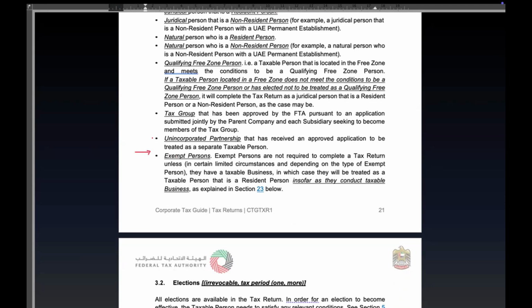Unincorporated partnership, by default, is not subject to corporate tax, but they can opt to be subject to tax like a free zone person. I'm repeating: a free zone person is by default a qualifying free zone person. If they want to be taxable, they need to opt for it. In the same way, an unincorporated partnership, by default, is transparent and will not be subject to tax. If they want to be subject to tax, they need to apply, then the partnership will be subject to tax.